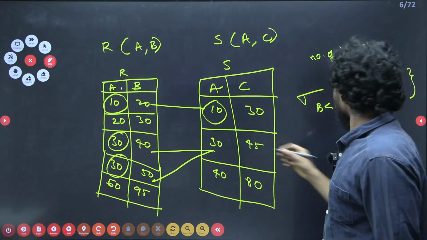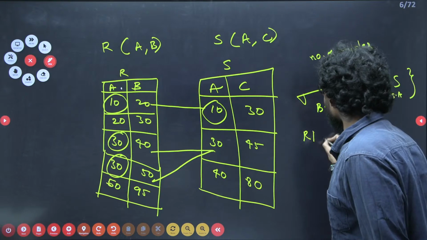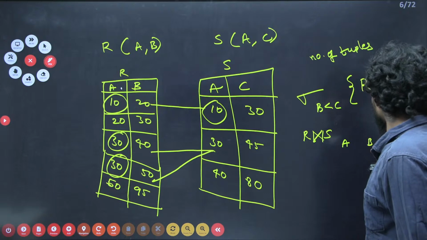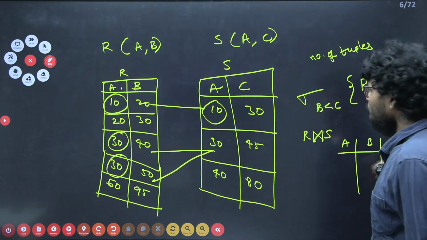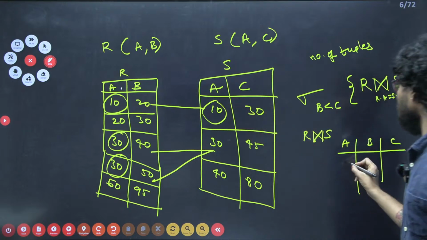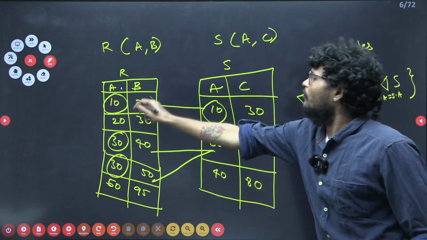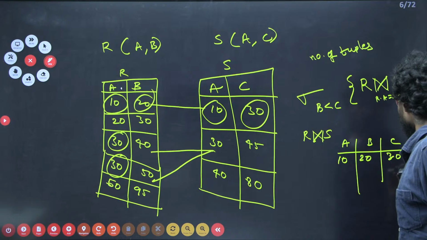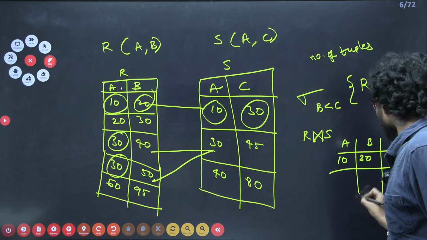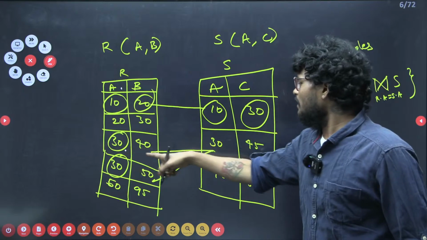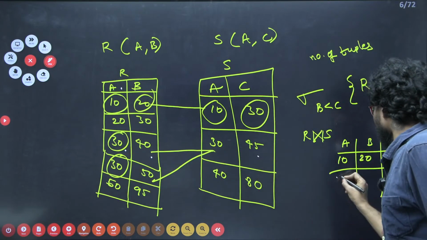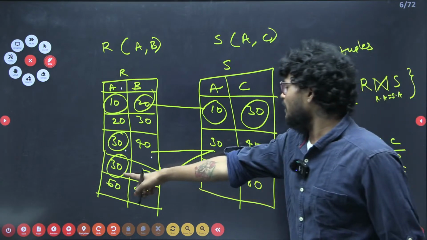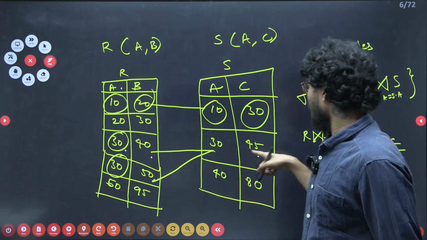So what is the result that we get when we join R and S? These are the columns that we get: A, B and C. The first row is 10 in A, 20 in B, and 30 in C. So this is one row. Then we have 30, 40 and 45. Finally we have 30, then 50, and then 45.